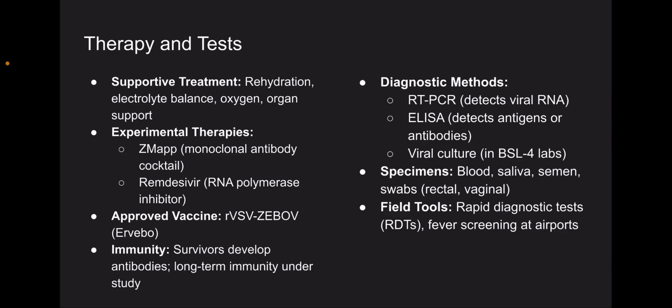In high-security laboratories known as BSL-4 labs, scientists can also grow the virus from patient samples, although this is rarely done outside of research settings due to safety concerns. During outbreaks, rapid diagnostic tests are often used in the field to quickly screen suspected cases. Thermal scanning and symptom questionnaires are also used at airports and borders to catch cases before they spread.